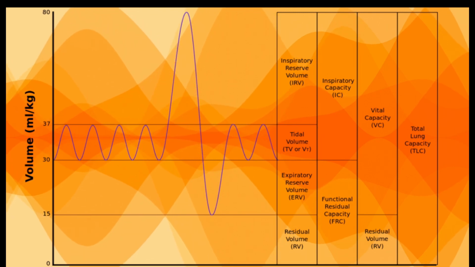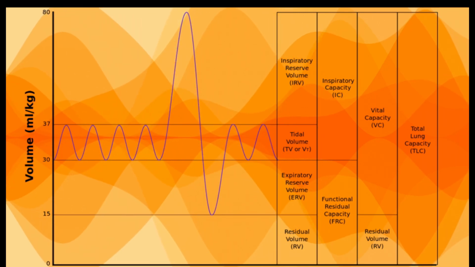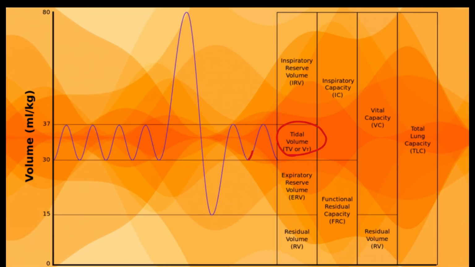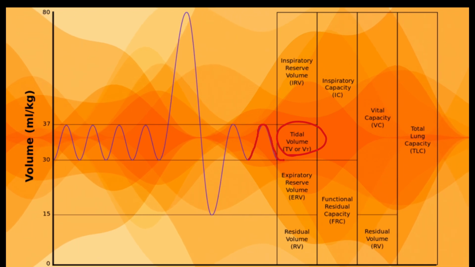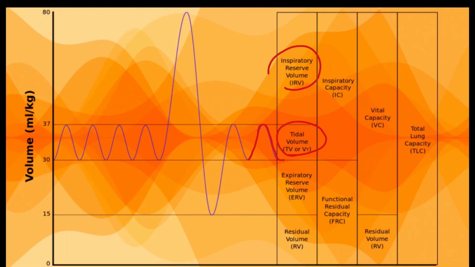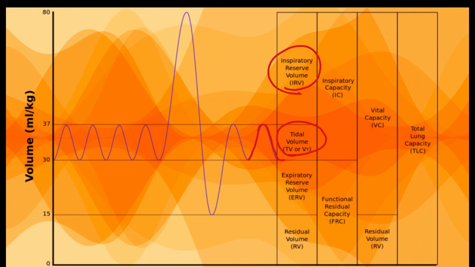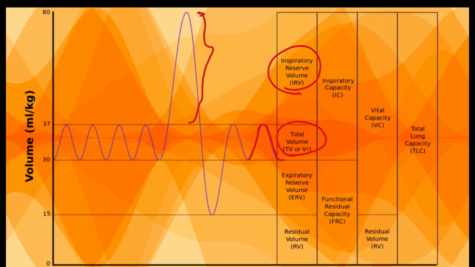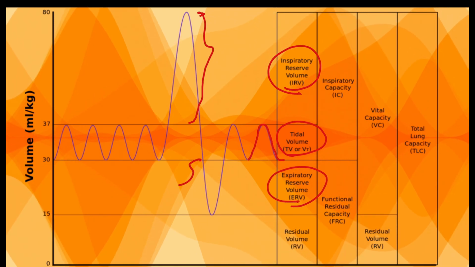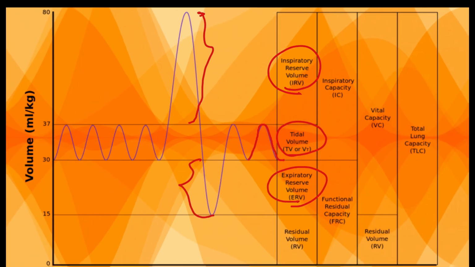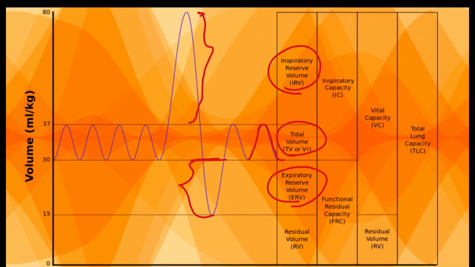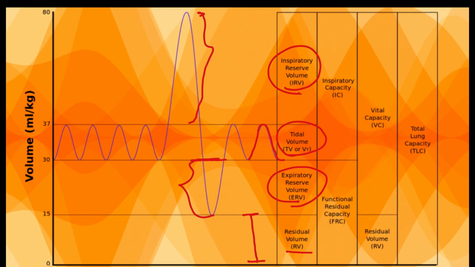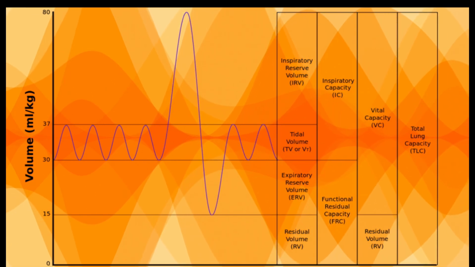This is the graphical representation of the different static lung volumes. Here we can see this is the tidal volume, which represents the normal inspiration and normal expiration. The inspiratory reserve volume is the maximum inspiration which can be done after normal inspiration. The expiratory reserve volume is the maximum expiration which can be done after normal expiration. And the residual volume is the amount of air which remains in the lungs even after forceful expiration.